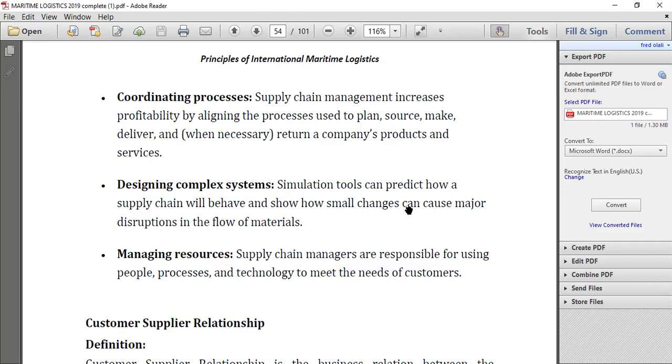Then designing complex systems. Simulation tools can predict how a supply chain will behave and show how small changes can cause major disruptions in the flow of materials. Then managing the resources. Supply chain managers are responsible for using people, the processes, and technology to meet the needs of their clients.